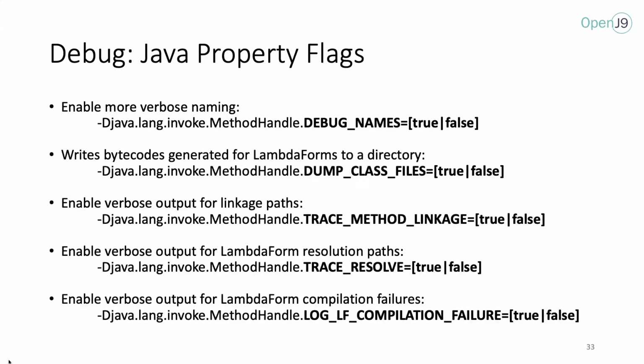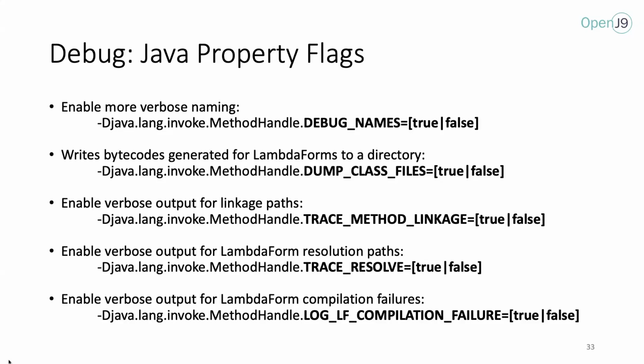So the first one will enable more verbose naming. The second one will write bytecodes generated for lambda forms to a directory. The third Java property will enable verbose output for linkage paths specific to the invokedynamic instruction. The fourth Java property will enable more logging for the lambda form resolution paths, like how the member name is created and how the bytecodes are being generated. And the last Java property corresponds to lambda form compilation failures. Lambda form compilation refers to the generation of bytecodes for a lambda form.